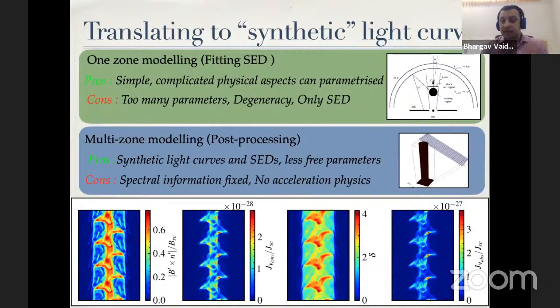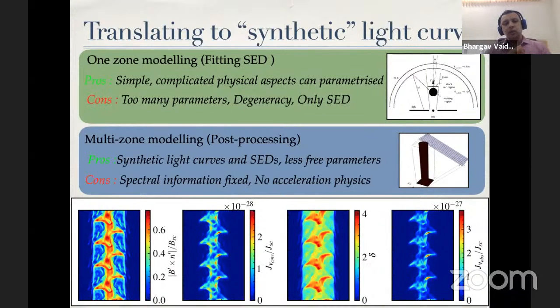For this particular case, when we do one-zone modeling, there are several aspects of studying emission from jets, and people have been doing one-zone modeling to fit the SEDs. There are several pros of such a model. It is extremely simple, and one can incorporate very complicated emission mechanisms into this, parameterize it and study it. However, the disadvantage is that it's a somewhat steady-state approach, and there are several parameters to play with, and there can be degeneracy associated with such fitting of SEDs.